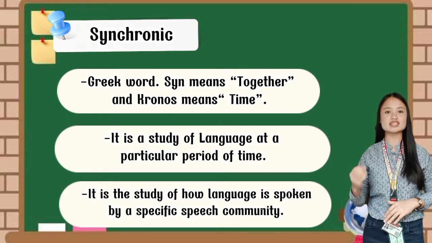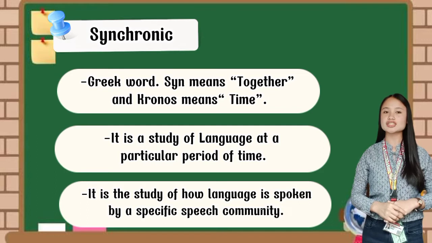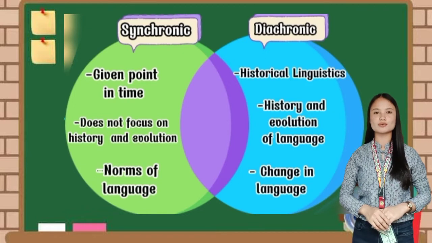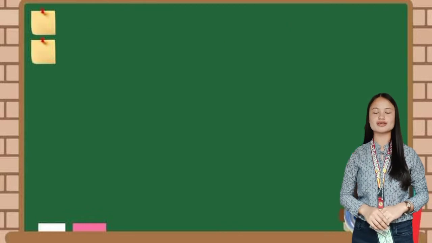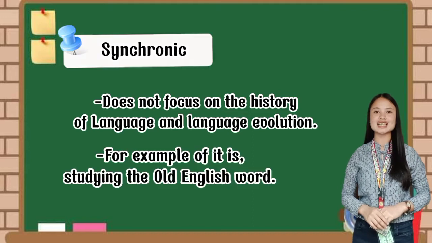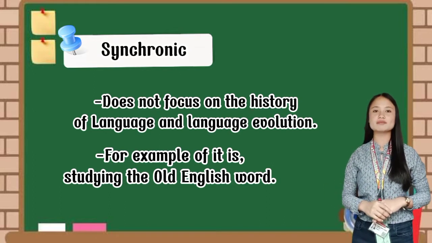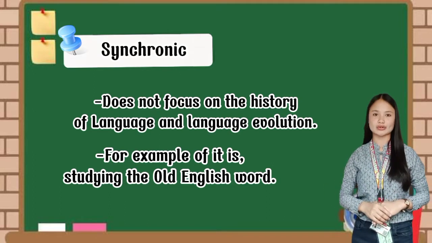If the study is in the present, then it should only be in the present without attaching the study to the past. The second one does not focus on the history of language and language evolution. For example, studying Old English words: Old English pertains to a specific time, therefore it belongs to the study of synchronic.